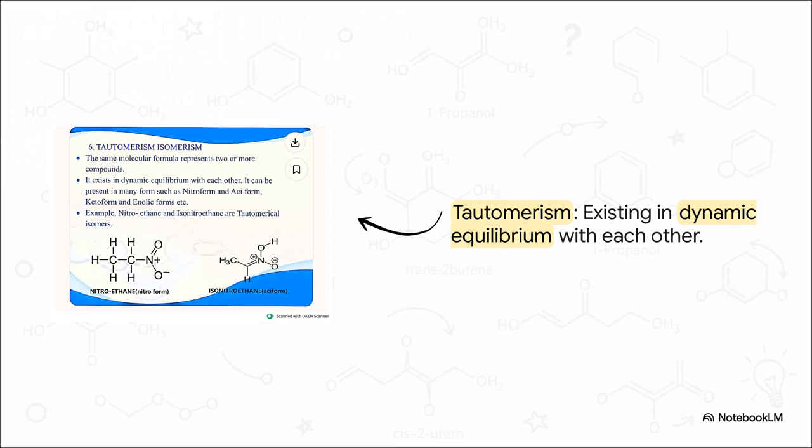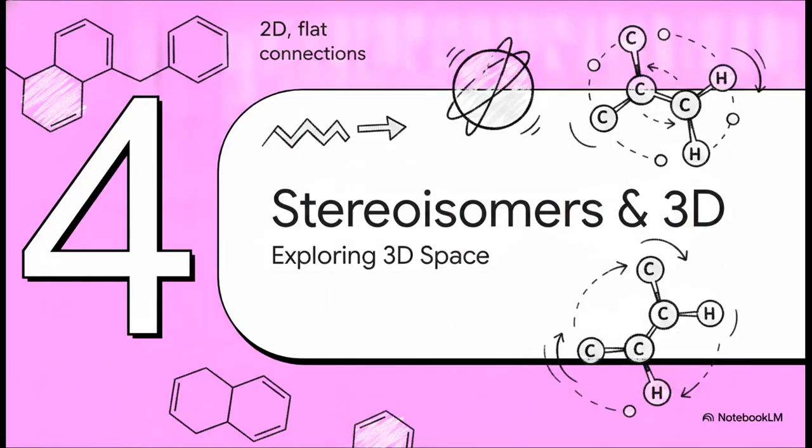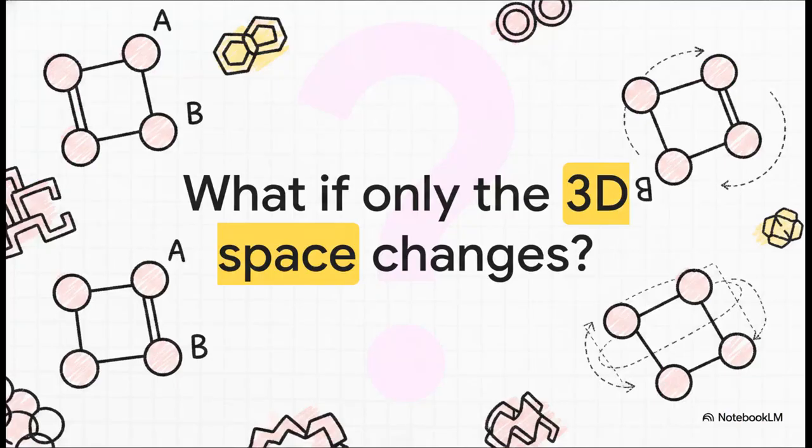It's constantly in motion. And well, that covers the structural side of our roadmap, the 2D flat connections. So, let's jump into Section 4, Stereoisomers, Exploring 3D Space. We are officially stepping off the flat piece of paper and entering the three-dimensional world, where geometry is literally everything.